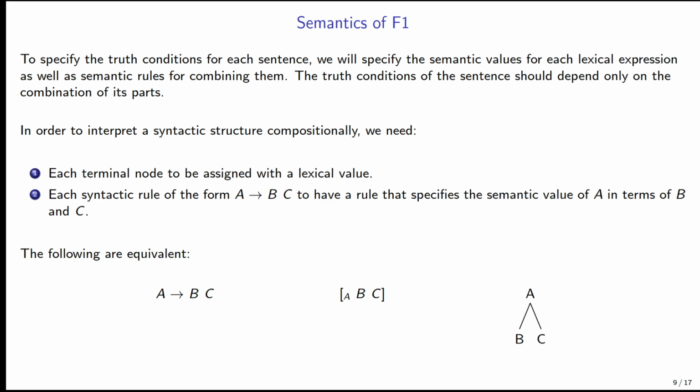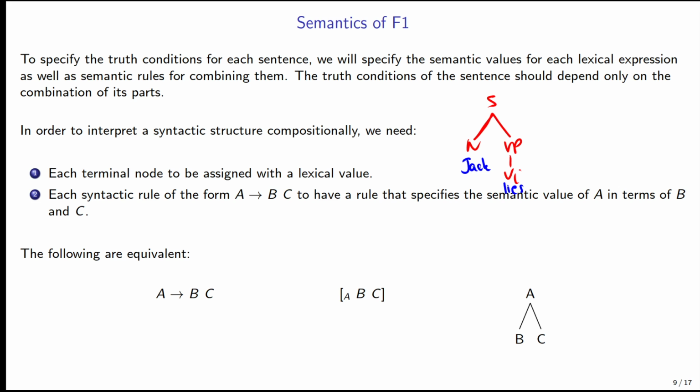Now, to interpret a syntactic structure and to do semantics on it, there's two things. We need every single terminal node to be assigned a lexical value. So a terminal node is something that ends the sentence. So if we have Jack, and then lies would be our intransitive verb, the terminal node is the thing at the bottom. So Jack and lies would be terminal nodes. So those need meanings.